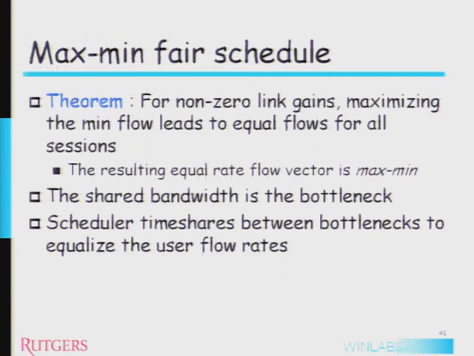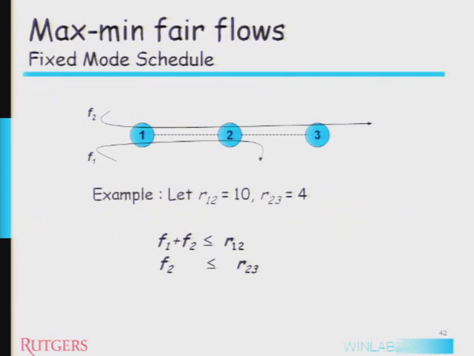This is basically for a single hop network, we have this particular theorem, which says that for non-zero link gains for interference channel kind of thing, maximizing the minimum flow leads to equal flows in all sessions. So basically, if you want to find the maximum rate, just solve the maximizing the min rate linear program, and you'll get it. So that's a new result. That's a result which we found, and we also found that result is there in the literature. So consider this particular example.